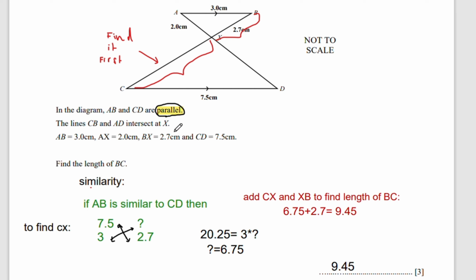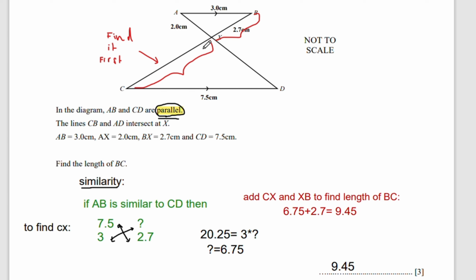Here's how I solved it. So we have a similarity. As I said earlier, that's a keyword, and there's another keyword that helped you a lot, which is parallel. So AB is similar to CD, and we will find CX first. You will not need to find XB as they gave you its value. But you will find CX to add them together to have CB as a whole.